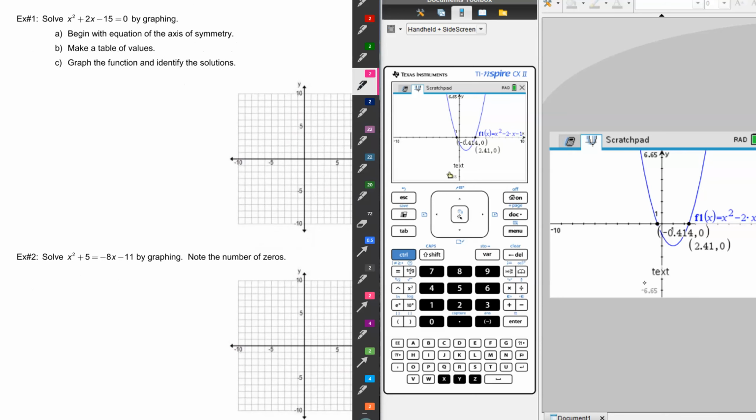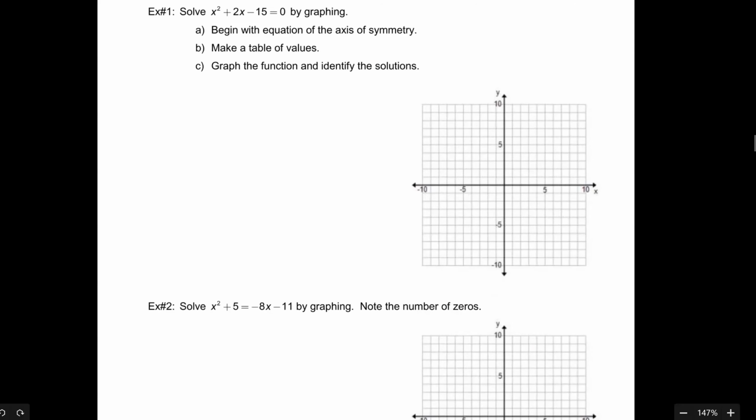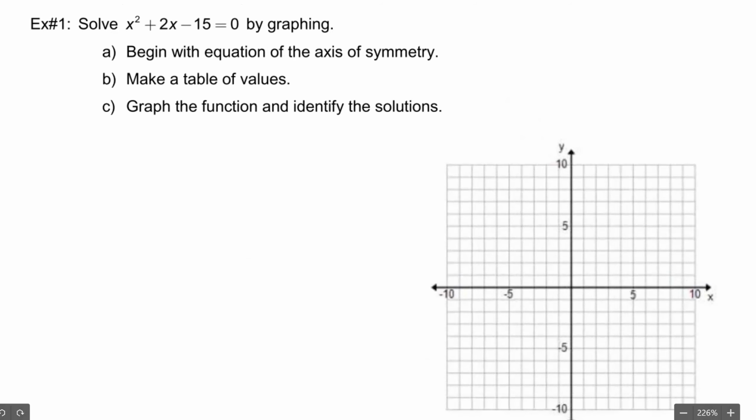All right, solve x squared plus 2x minus 15 equals 0 by graphing. Begin with the equation of the axis of symmetry. Make a table of values. Hopefully this will be semi-review. Begin with the equation of the axis of symmetry. The axis of symmetry is negative b over 2a.